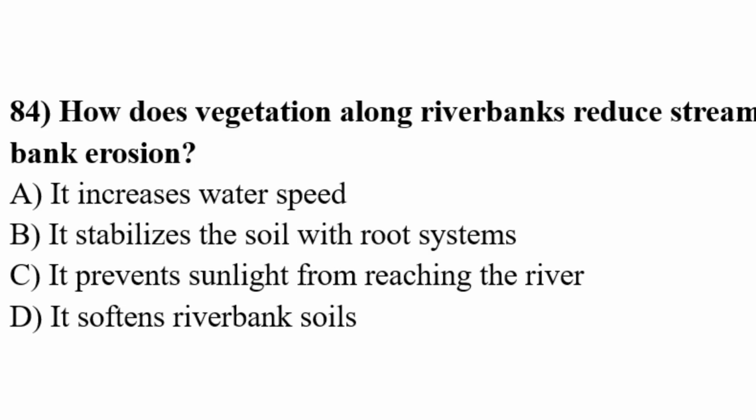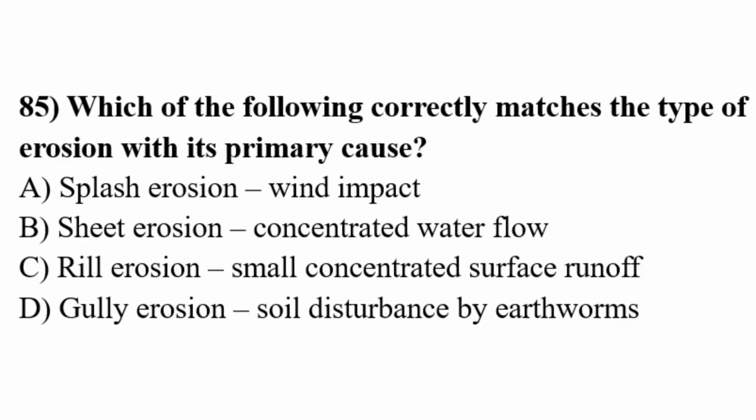84. How does vegetation along riverbanks reduce stream bank erosion? A. It increases water speed. B. It stabilizes the soil with root systems. C. It prevents sunlight from reaching the river. D. It softens riverbank soils. Answer: B. It stabilizes the soil with root systems.